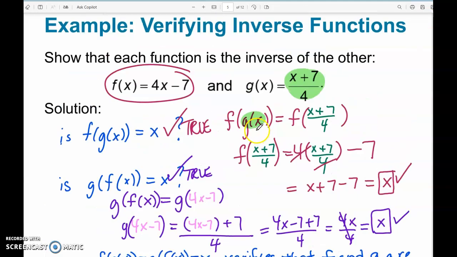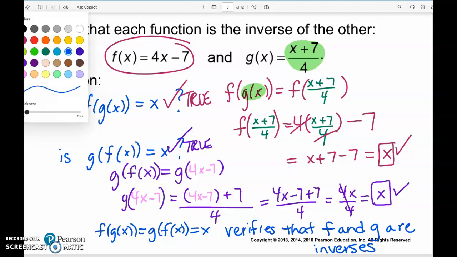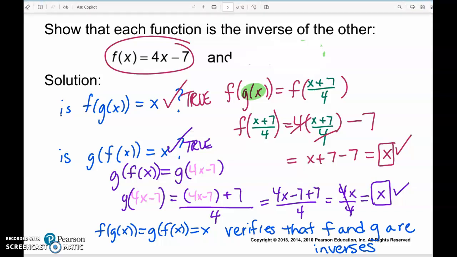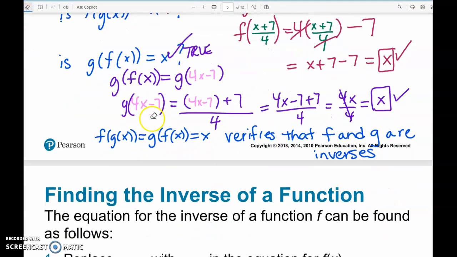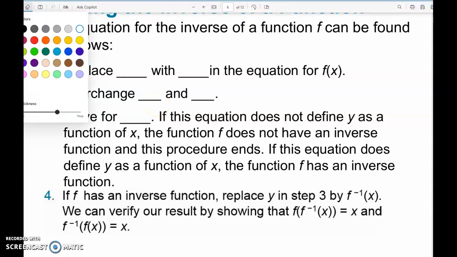Here we're just verifying, but what if you were just given f of x and it said find the inverse? How do I do that? How do I find what this g of x is? You can do that by following the steps on the next page. This page is entitled Find the Inverse of a Function.